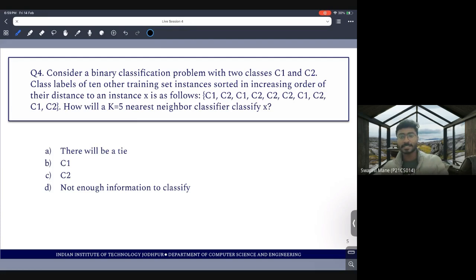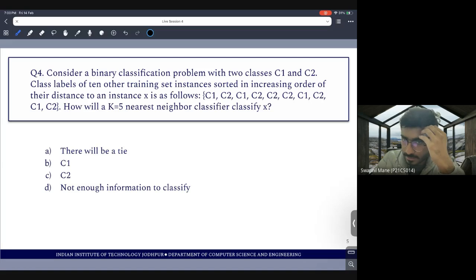So someone has given the answer which is C2. So please try other students as well. Let me know what answer you found. So this is a very intuitive question. Anyone has got the answer? So yes, many top students saying C2.